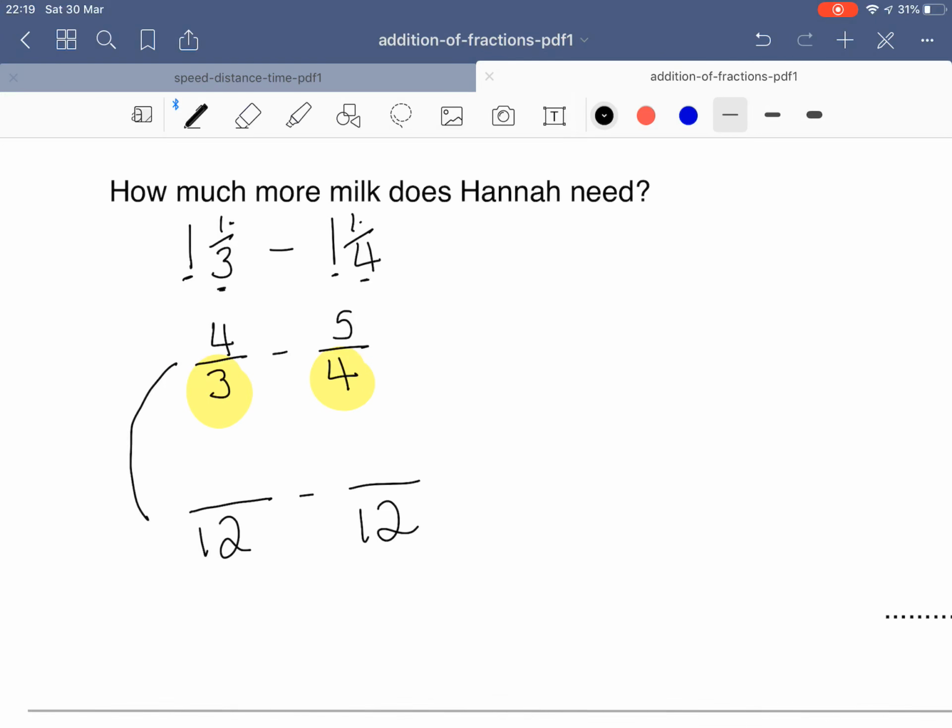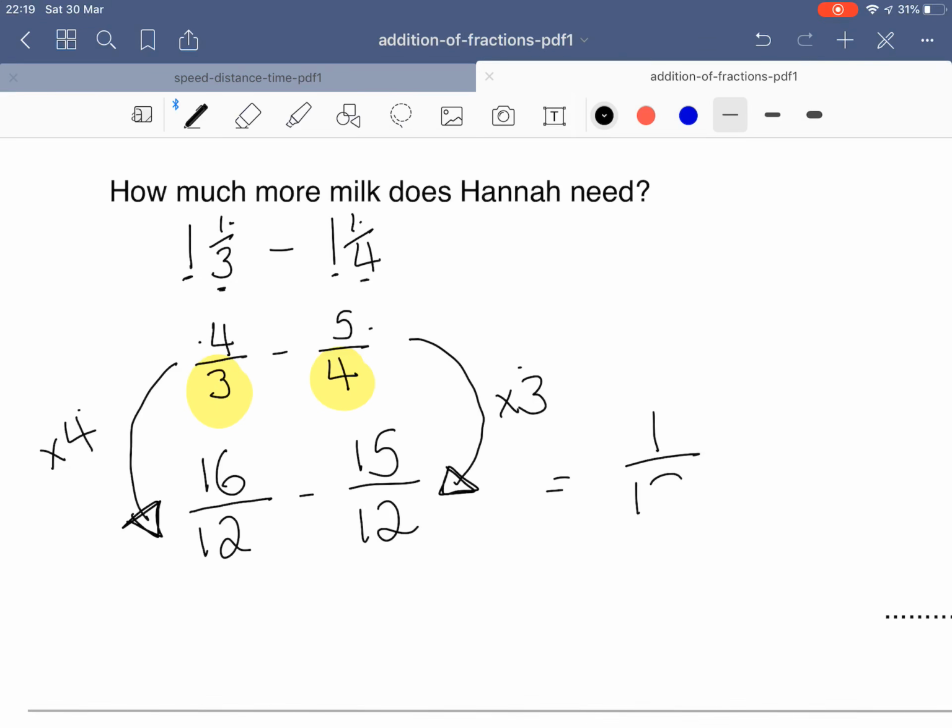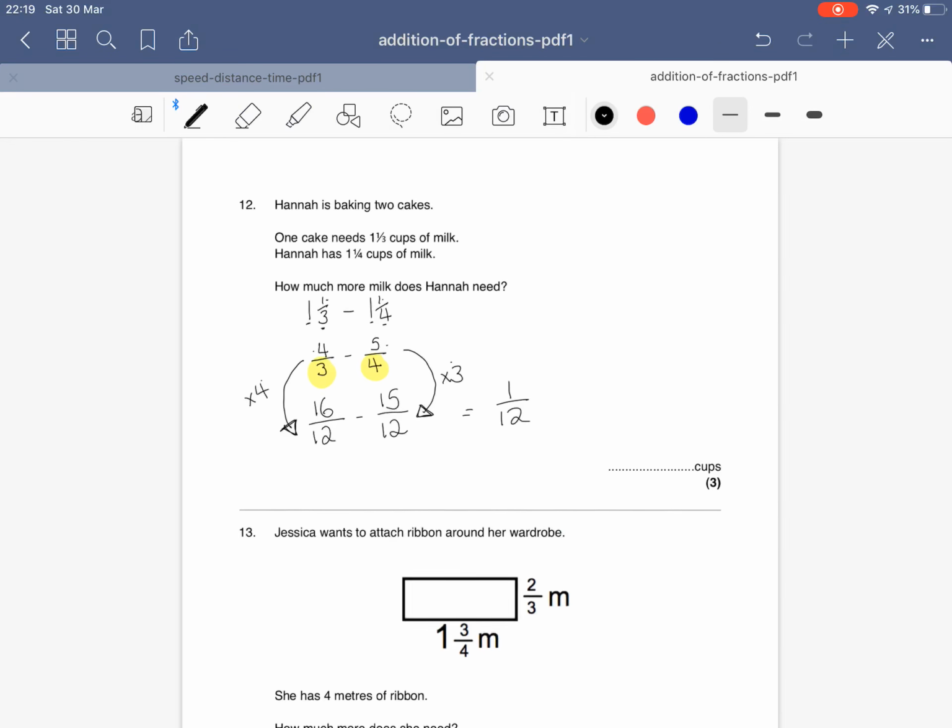So 3 times what is 12? 3 times 4. 4 4s are 16. 4 times what is 12? It's 3. 5 times 3 is 15. So we can do 16, take away our 15. Gives us 1/12.